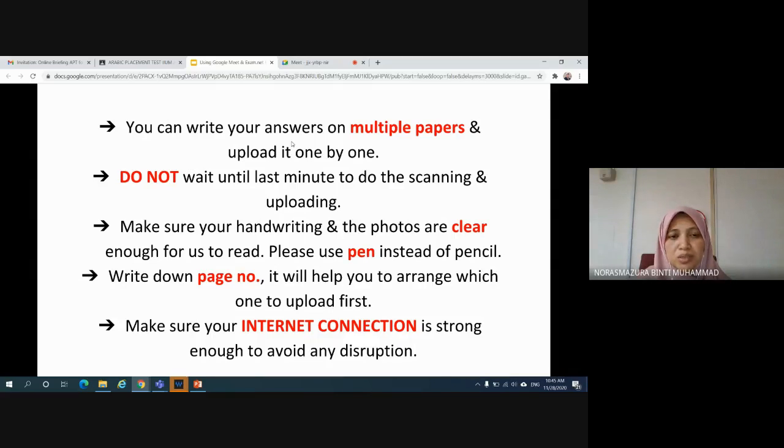For the first option, you just answer the question on blank paper. Make sure your handwriting and the photos are clear enough for us to read. Please use pen instead of pencil. Write down the page number on your answer sheet, as it will help you arrange which one to upload first. Once again, make sure your internet connection is strong enough to avoid any disruption.